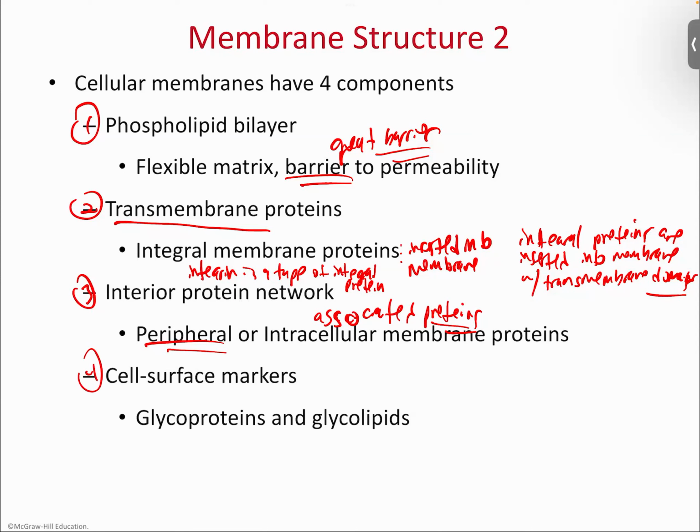But anyway, that's that. And then, of course, you have cell surface markers, right? So this is your profile, your glycoproteins and your glycolipids. So that's what's out there. So this is like, I'm a liver cell. I've got all of the glycoproteins and glycolipids that give me that liver cell profile, right? So that's how everybody knows who I am, okay? Along with the glycoproteins that are your self-tags.